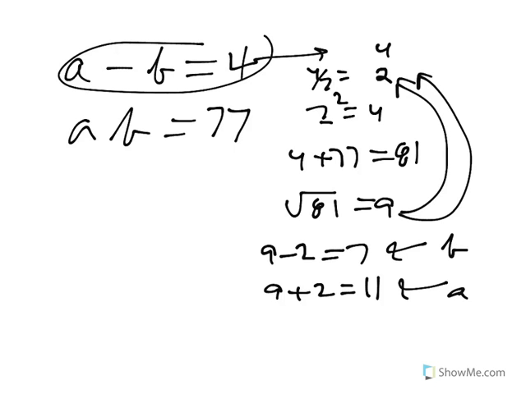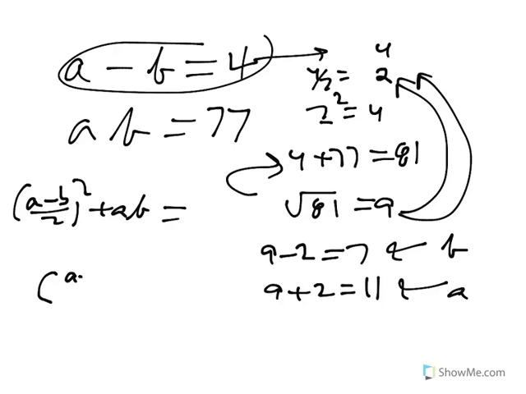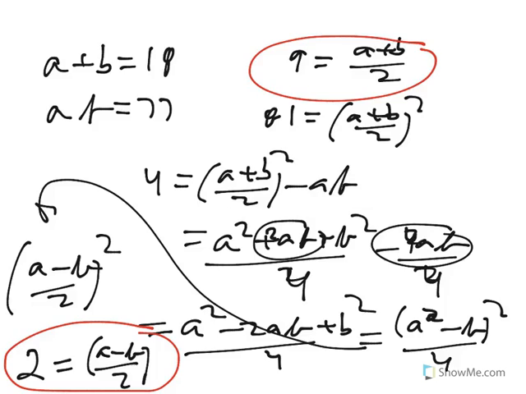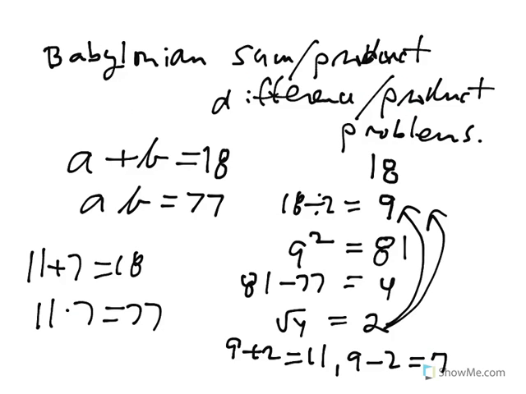This one works because of this step right here. This is because ((a minus b) over 2) squared plus ab is going to turn into ((a plus b) over 2) squared. So this 9 is actually (a plus b) over 2, and this 2 here is (a minus b) over 2, and if you add those and subtract those, you get 2a over 2 and 2b over 2. So that's how you solve questions of the form where we have the sum and product, or the difference and product of two numbers.